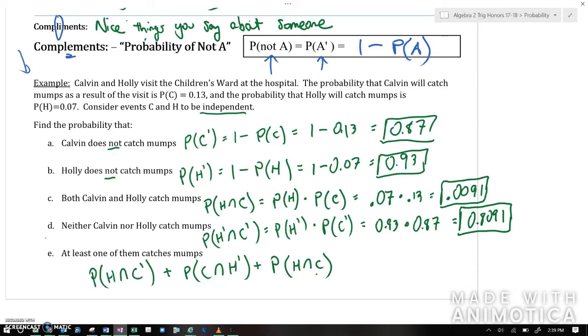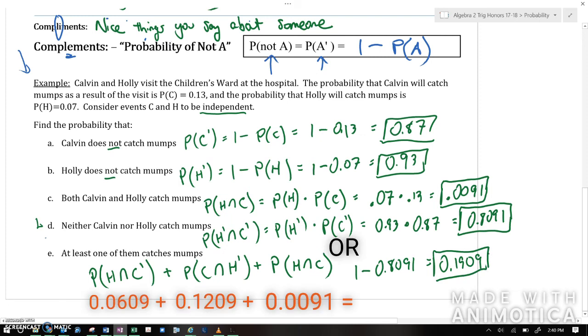The more efficient way is to say, well, the only time that not at least one of them catches mumps is D. So the only time that we don't want is the one we found in part D, when neither of them catch mumps. And if we take 1 minus that 0.8091, we are left with 0.1909, and that's the probability that at least one of them will catch mumps. That includes the probability that Holly catches mumps and Calvin doesn't, plus the probability that Calvin catches mumps and Holly doesn't, plus the probability that they both catch mumps.